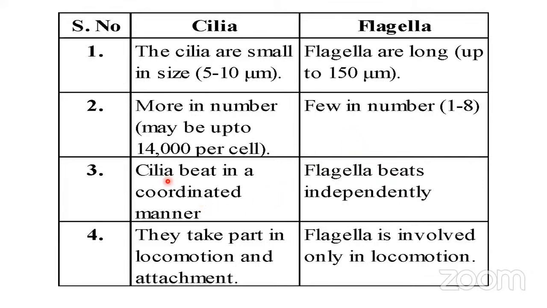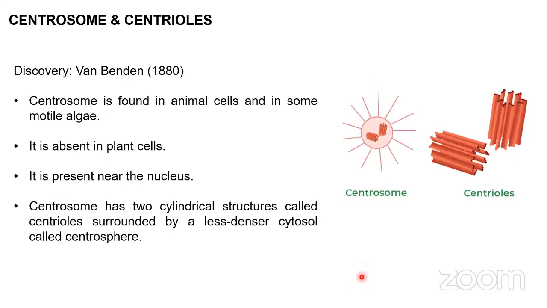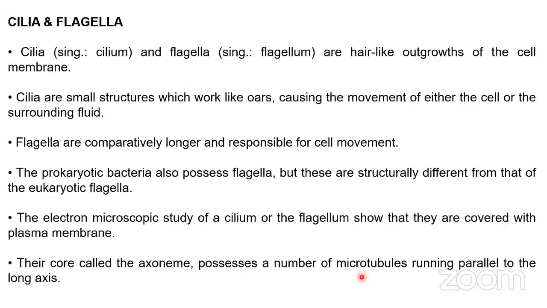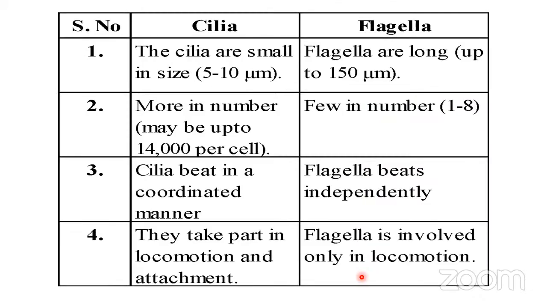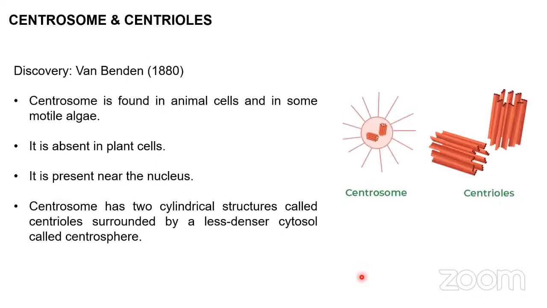The next is that cilia beat in a coordinated manner while flagella beat independently, and cilia take part mainly in locomotion and attachment, while flagella are involved only in locomotion. There is no role of flagella in attachment. So the main function of cilia and flagella is to allow the movement of the cell and help in the attachment of the cell with the surface.